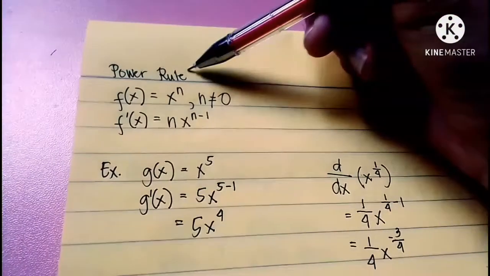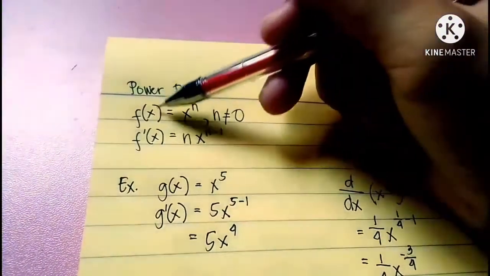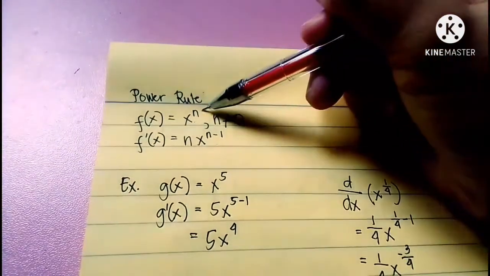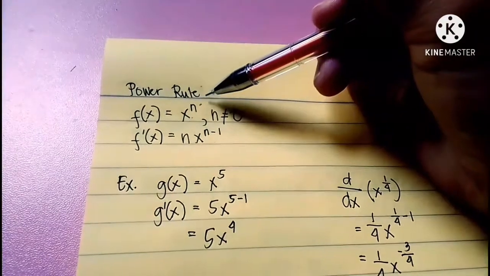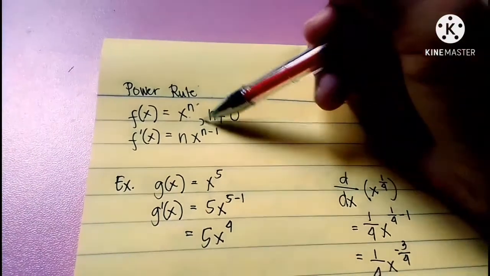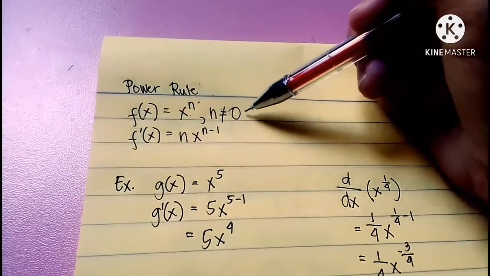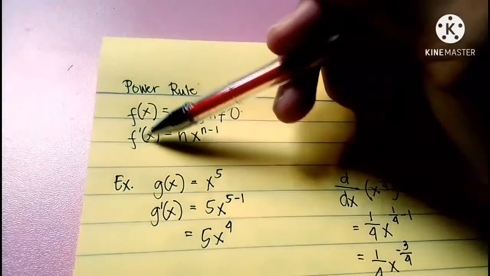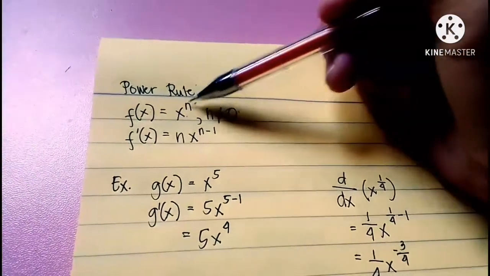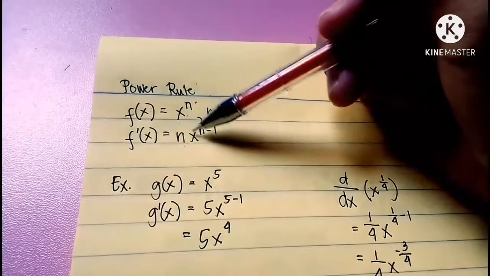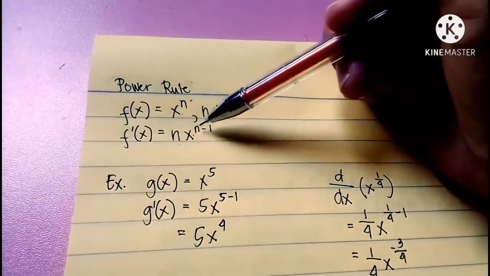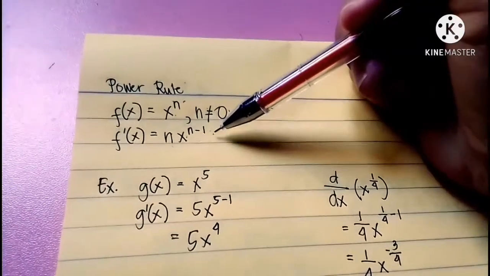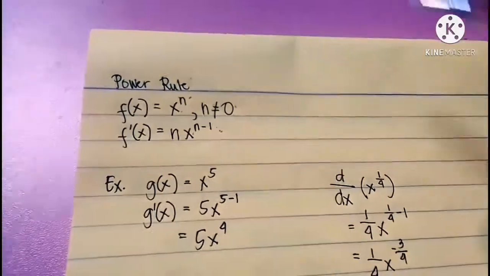Next is the power rule. If we have f of x is equal to x to the power of n, where n is any number, positive or negative, where n is not equal to 0, and we get the derivative of f of x, we have f prime x is equal to bring down the n times x raised to the power of n minus 1. This is the power rule.